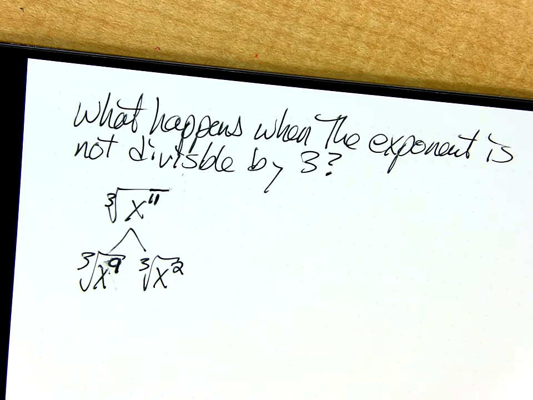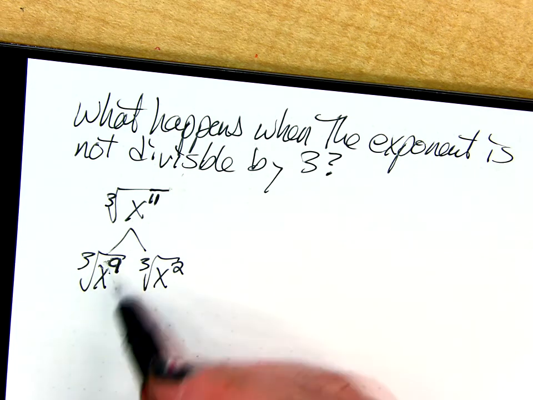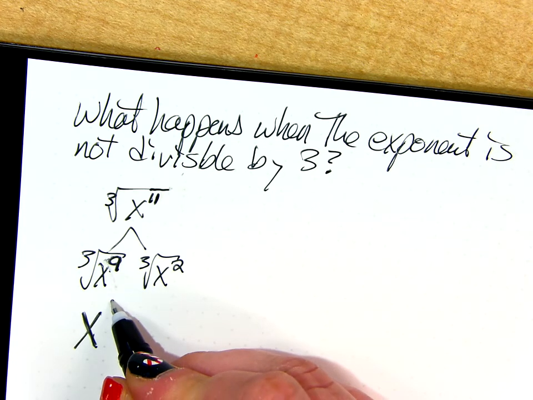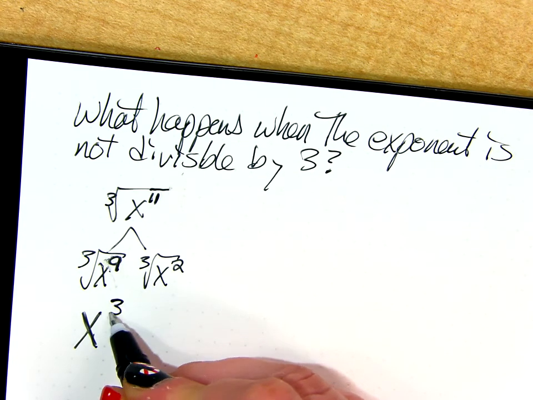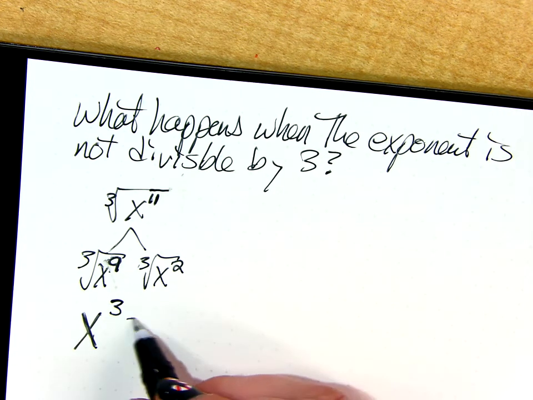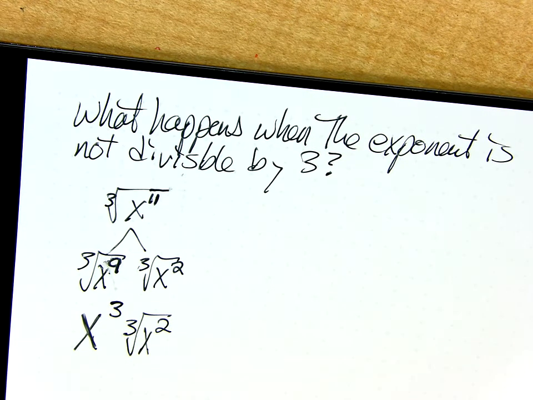So you don't necessarily just go down by 1. You might go down by 1, but I might have to go down by 2. I just need to keep going down until I hit a multiple of 3. Now I can simplify this one. The cube root of x to the 9th would be x to the 3rd, right? Because I'm just doing 9 divided by 3. And then this can't be simplified. So that just stays as it is.